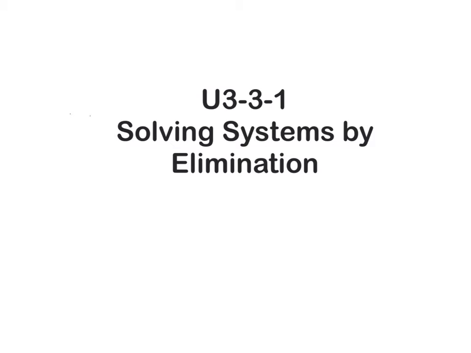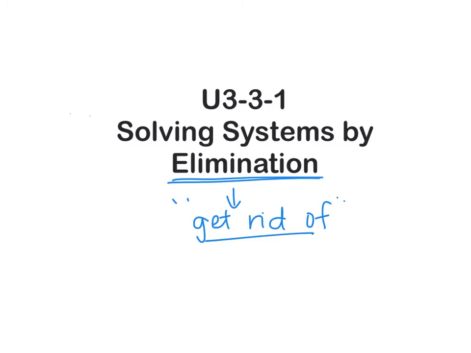Hi guys, tonight we're going to take a look at another way to solve a system of equations. We have done graphing, we have done substitution, and tonight we're going to take a look at using elimination. And elimination means to get rid of something. So in this case, what are we going to get rid of? We're either going to get rid of x or we're going to get rid of y. And if we get rid of one variable, then we can go ahead and solve for the other.